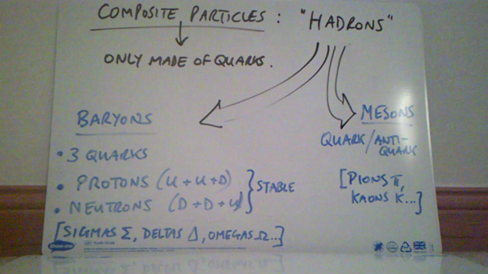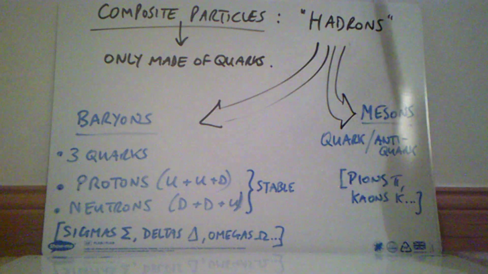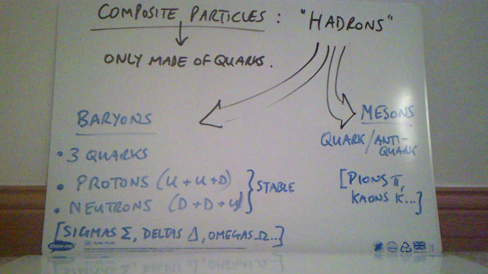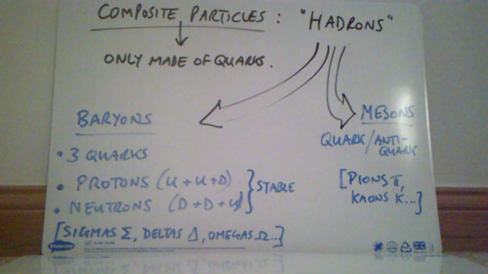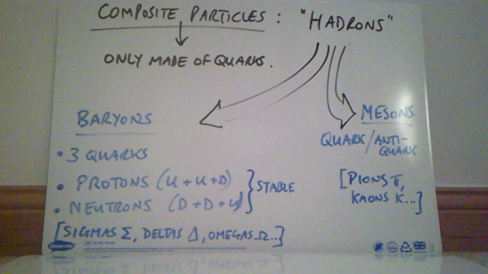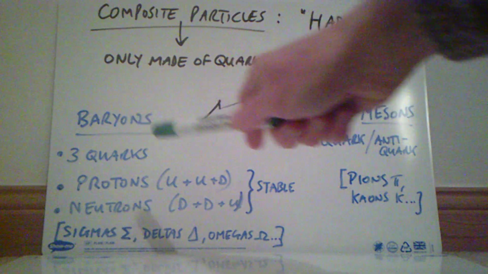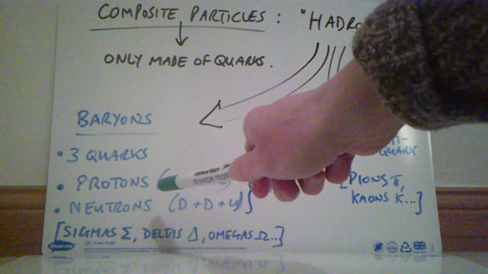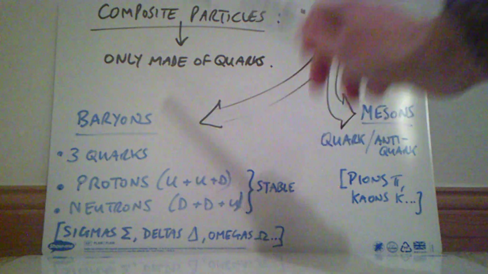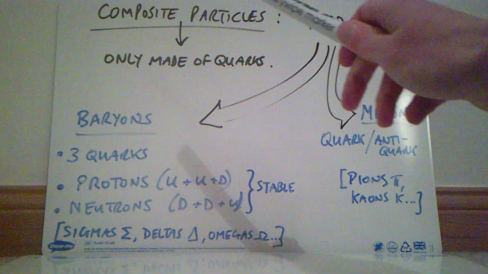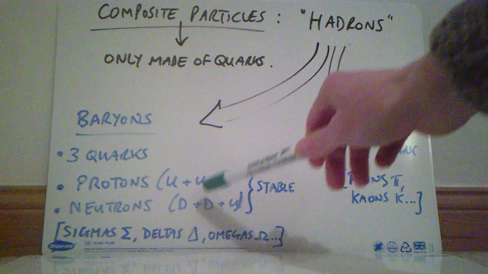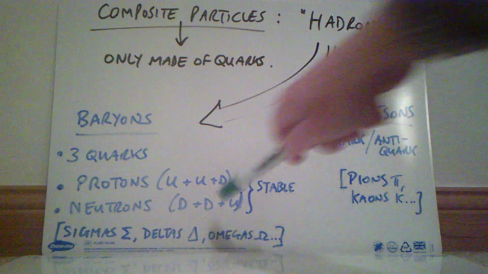So there are 2 families of hadrons. There are baryons and there are mesons, or some people call them mesons. Now baryons are composite particles made of 3 quarks. There are 2 stable baryons. One baryon composite particle is called a proton, and this is made up of an up quark plus an up quark plus a down quark, and the other composite particle, which is stable, is the neutron, and that's down quark plus down quark plus up quark. Why do we need to know this?